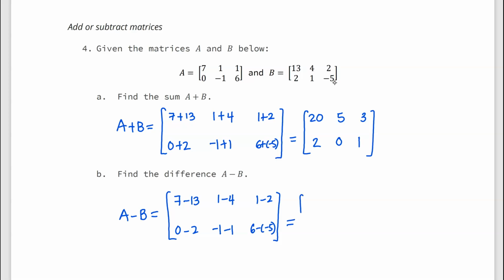And then you simplify. So 7 minus 13 is equal to negative 6. And then 1 minus 4 is negative 3. 1 minus 2 is negative 1. 0 minus 2 is negative 2. Negative 1 minus 1 is negative 2. And 6 minus negative 5 is 11. So this matrix here is the difference of matrix A and matrix B.